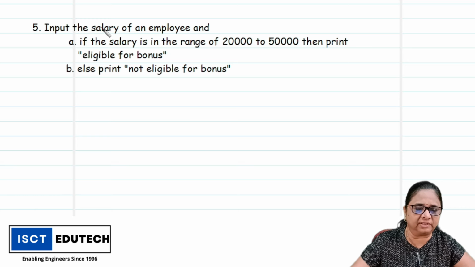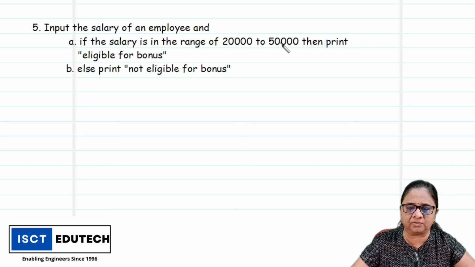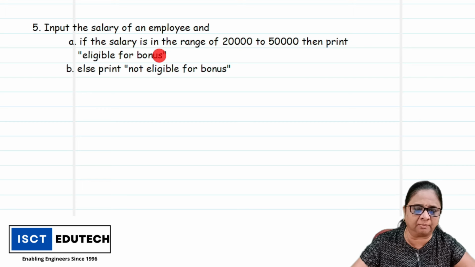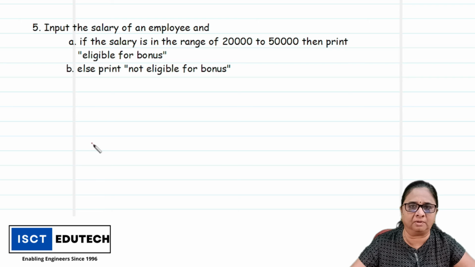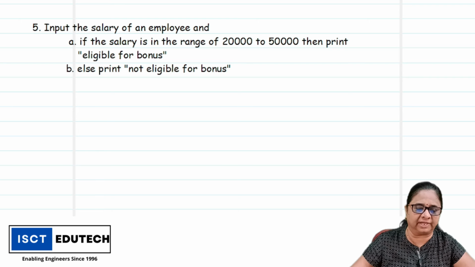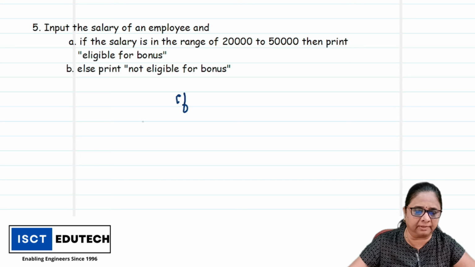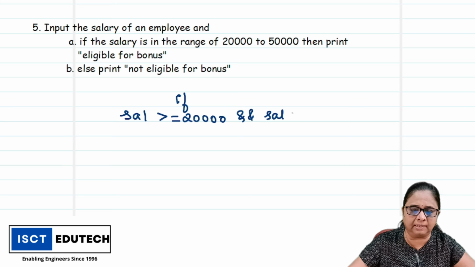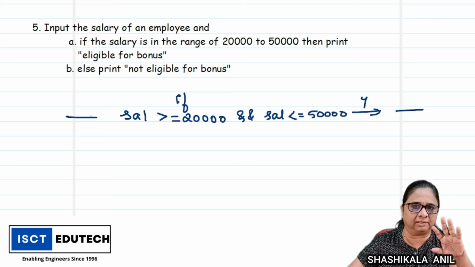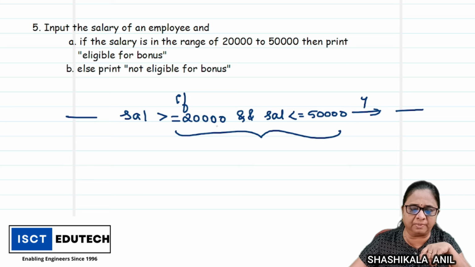The next problem definition is take the salary of an employee as an input, one input. And if that salary is in the range of 20,000 to 50,000, then print the message eligible for bonus, else print not eligible for bonus. What will be the if statement for this? If salary greater than or equal to 20,000 and salary less than or equal to 50,000. If it is yes, print eligible, else print not eligible. No calculations in this. I've just asked you to print the message. So this is also a range we are checking for.